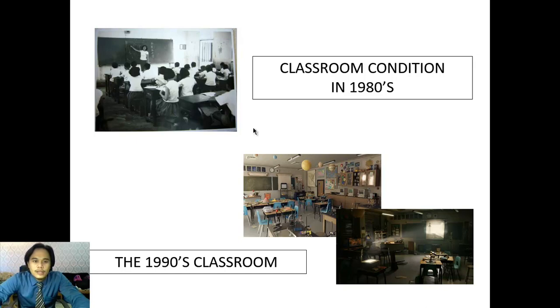So as you can see, this is the classroom in 1980. There might be no fan, no lamp. They are using blackboard, chalk, and a wooden table and wooden chair.